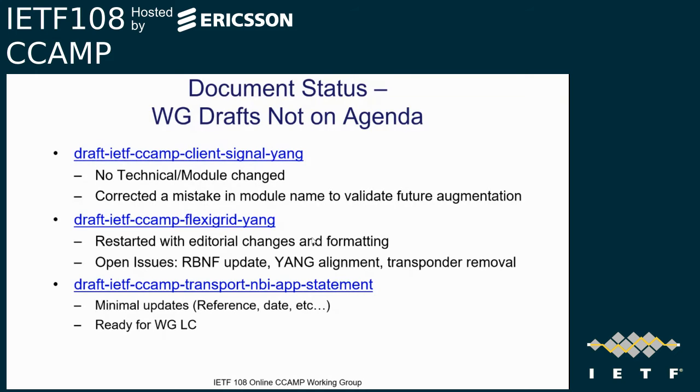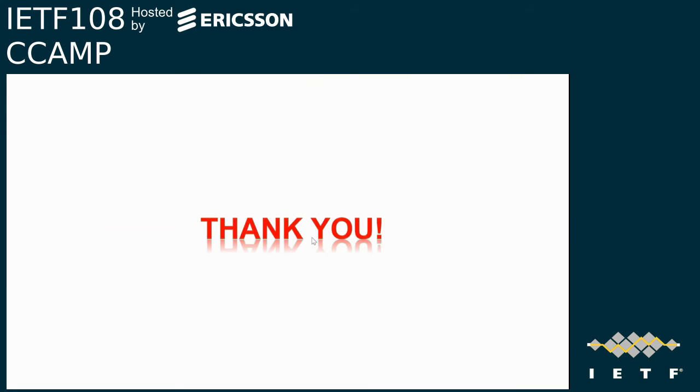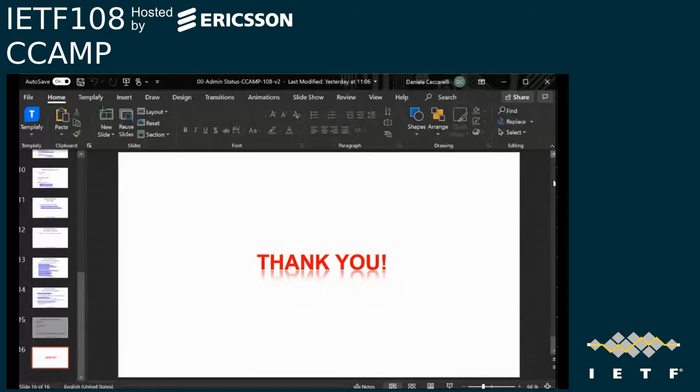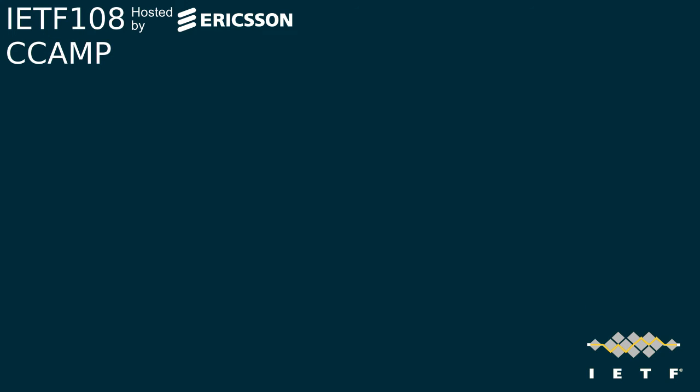On the other side, the NBI applicability statement had very minimal updates on the drafts. This is something that can be considered ready for working group last call, and this is something that we will work on soon. This draft has a number of dependencies on a lot of drafts that are not yet in RFC status. So we will see how to manage all these dependencies, but we don't want for sure to hold the draft forever. So this is it for the introduction.